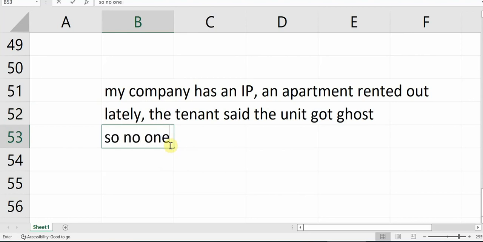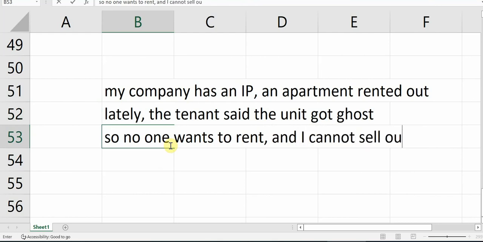So no one wants to rent, and I cannot sell. Everybody knows the unit is haunted. So I need your help here. The unit has been empty for a few months, and there's no way in the near future that I can rent it out or sell. So what do I need to do with this apartment so that I can minimize my losses? Everything left empty is a loss. Cannot rent out and cannot sell, so what should I do with this?